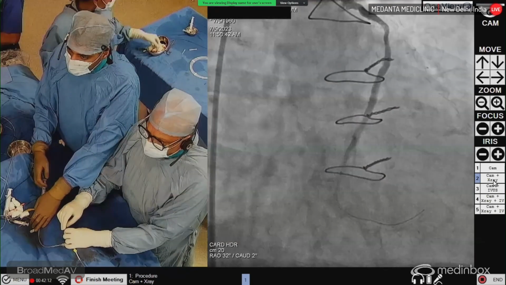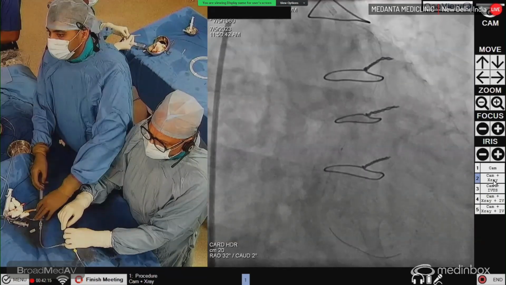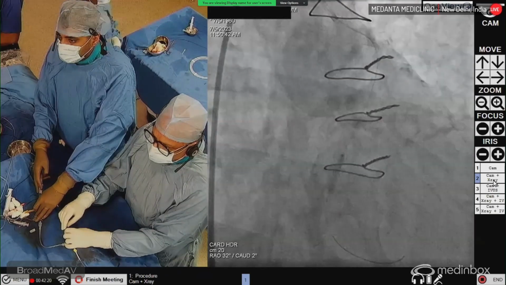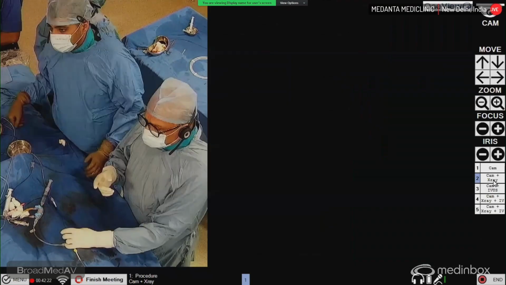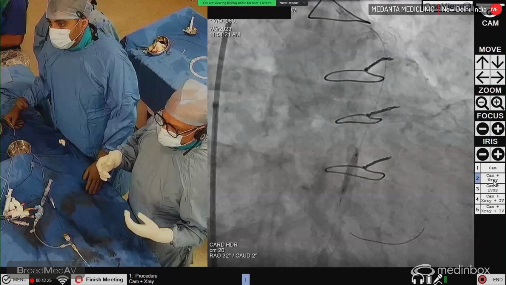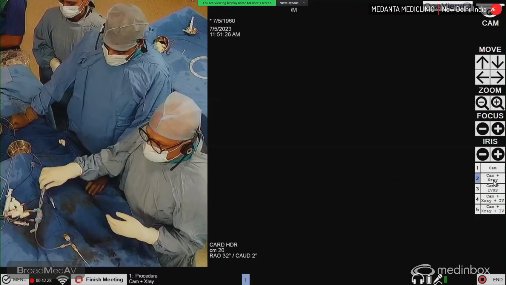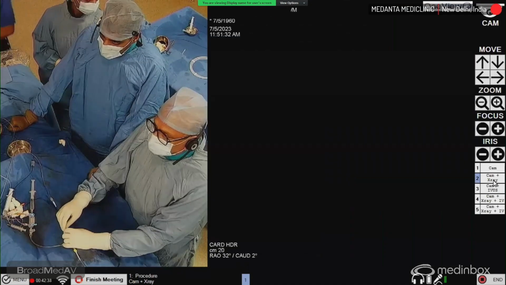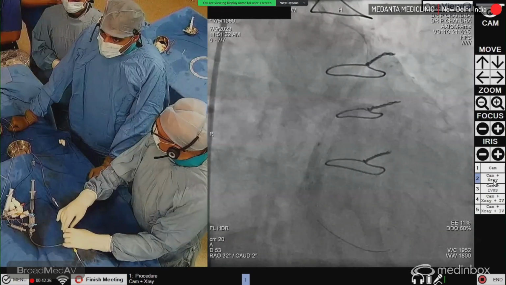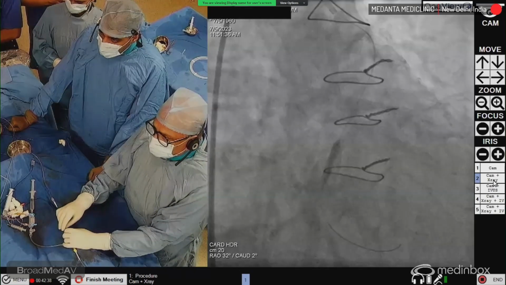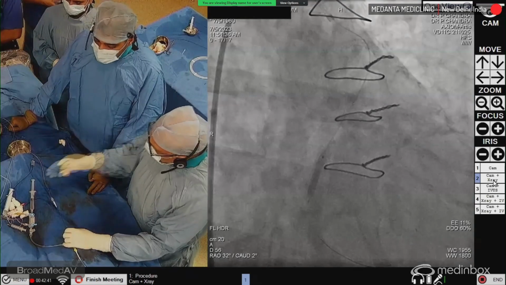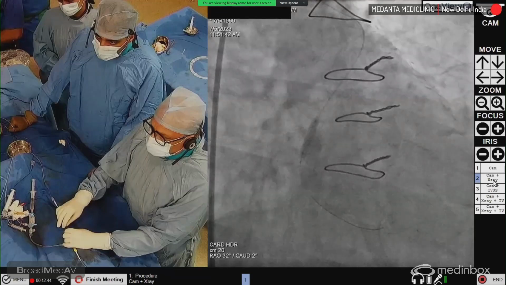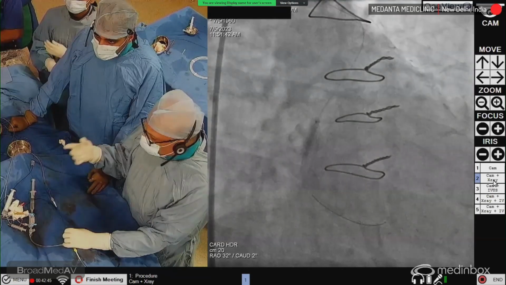Okay. Yeah, that's fine. Go up. 1, 2, 3, 4, 5, 6, 7, 8. So you see that at 8 atmospheres, there is no residual. So we can go up to 9, 10. That's all. No more high pressures. And we keep it for about 30 seconds. So this is our practice now, that in stent expansion, we give 30 seconds. And this reduces the chances of post-dilatation sometimes. Deflate, please.